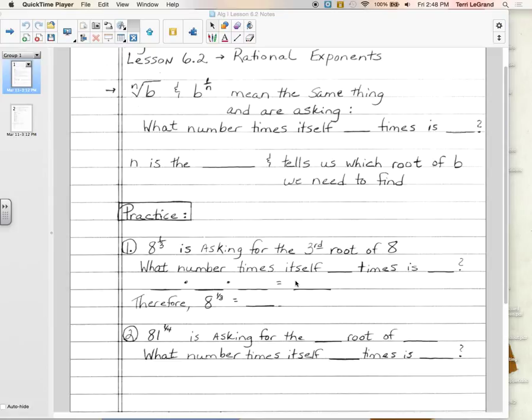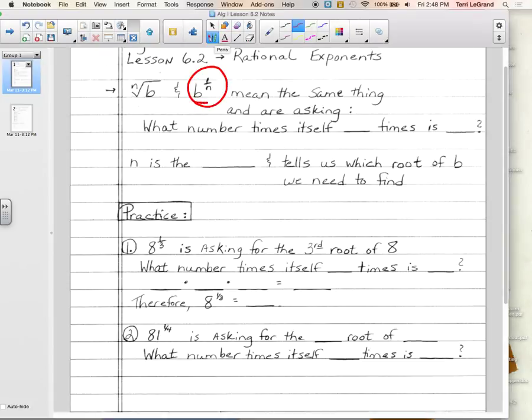Okay? So let's just focus in on this one first. We have b to the 1/n power. That n is the root that they want us to find. Or it's asking us what number times itself, n number of times, is going to get you back to the base. So when we are taking something to a fractional power, we're looking for a root. We're not looking for the base multiplied by itself. We're looking for what multiplied by itself gets you back to the base.